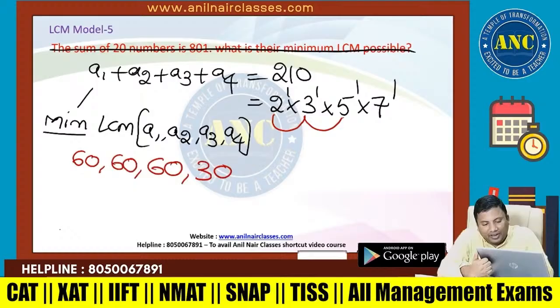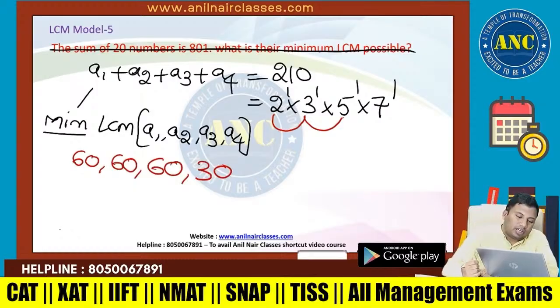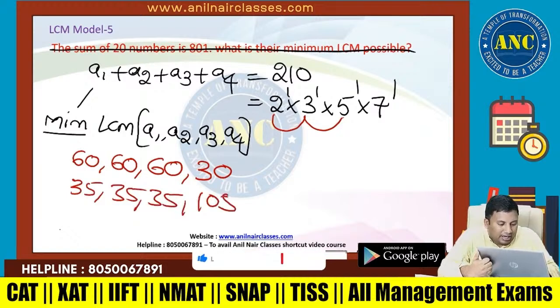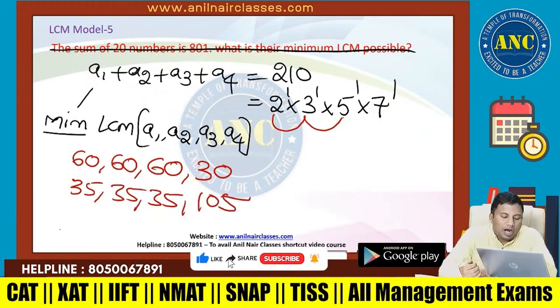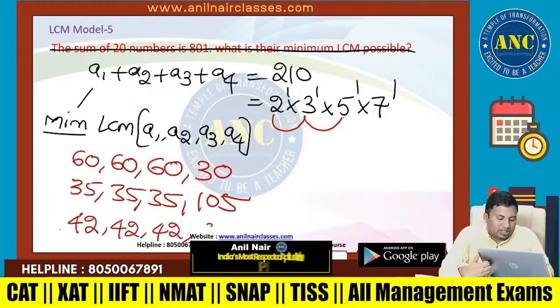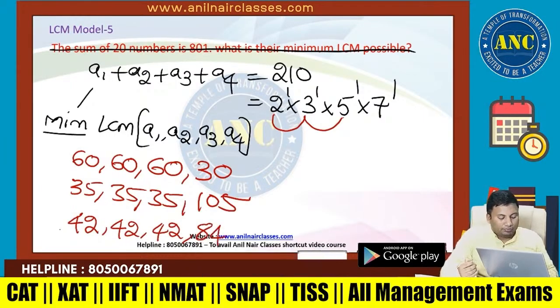7 5s are 35. Multiple of 35: 35, 35, 35 is 105. Next is 105. 105 plus 105 is 210. Next is 7 3s are 21, 21 2s are 42: 42, 42, 42, and the remaining 84. Next, 42, 5s are.